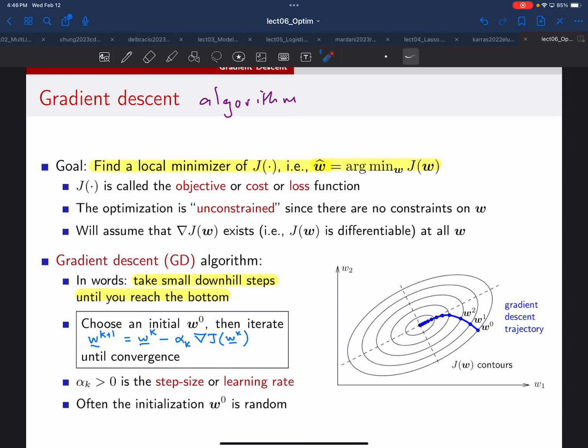It says take small downhill steps until you reach the bottom. What is the representation of that bottom? Like, what is the bottom? So these are the cost contours, equal cost contours. So this is high cost, lower, lower, lower, lower. So here, we hope that this is the local minimum, the bottom of the bowl. Okay. So that's the global minimum?